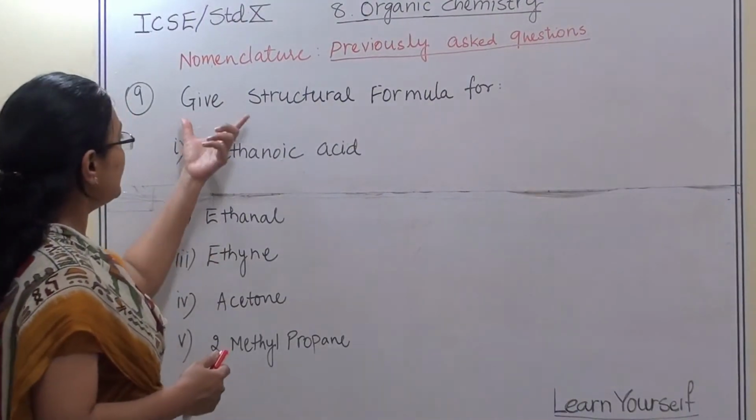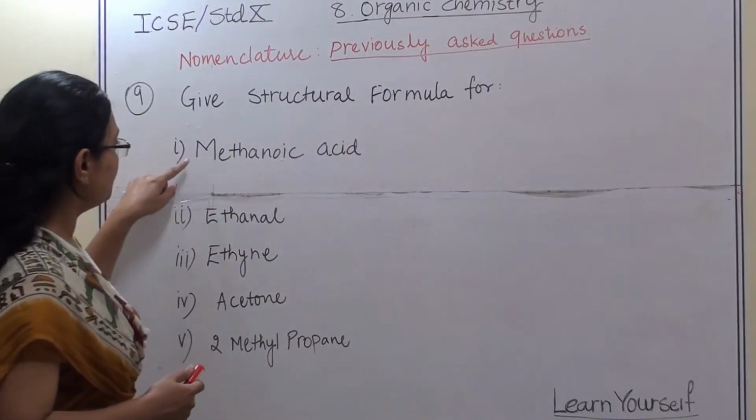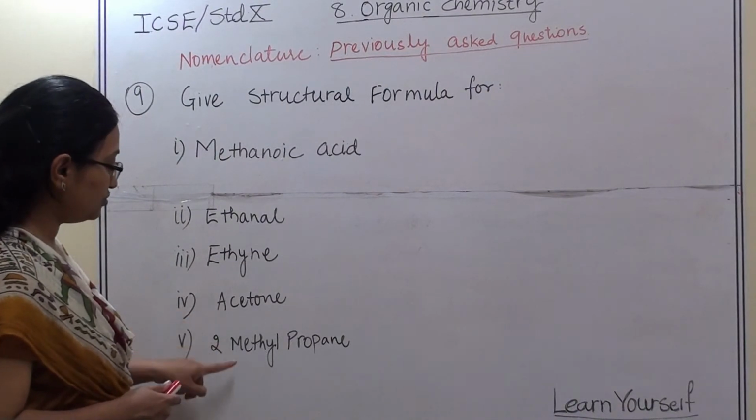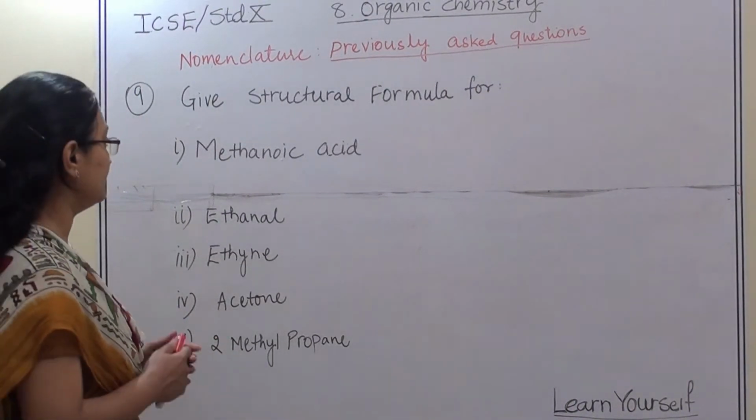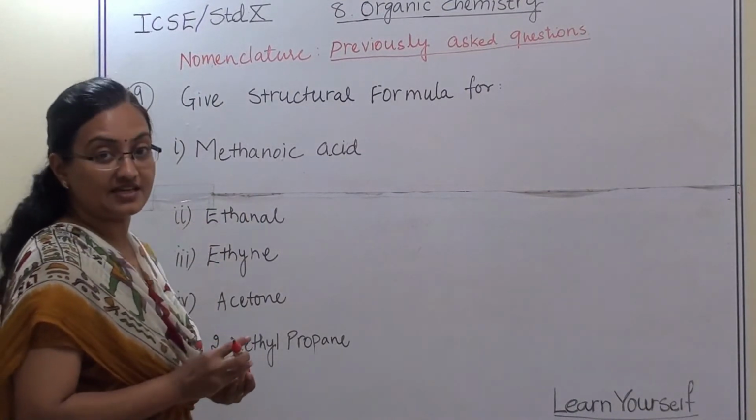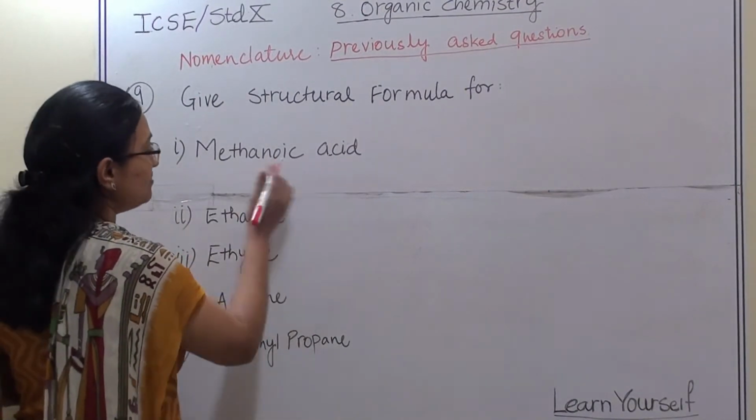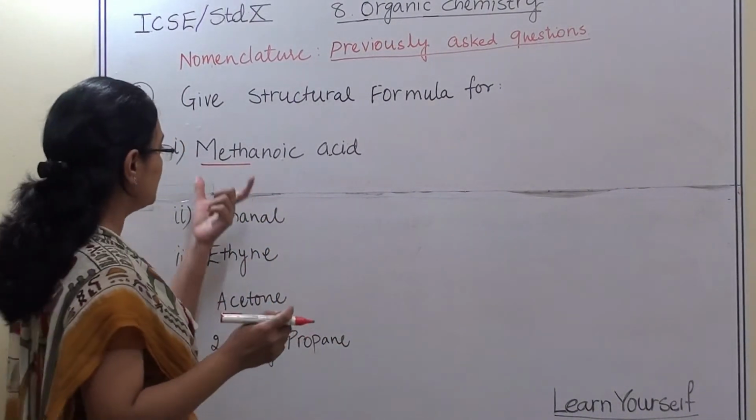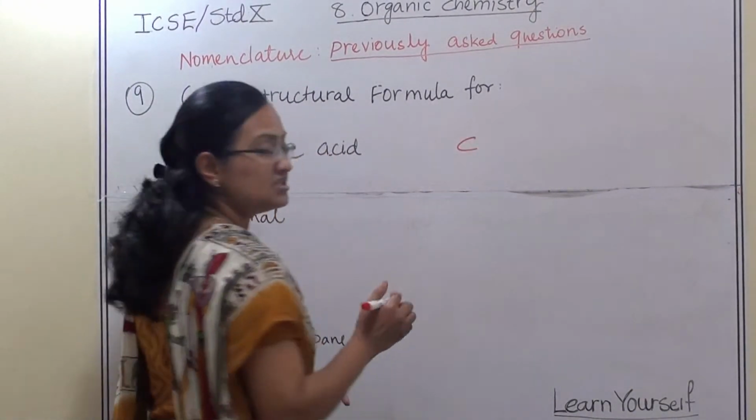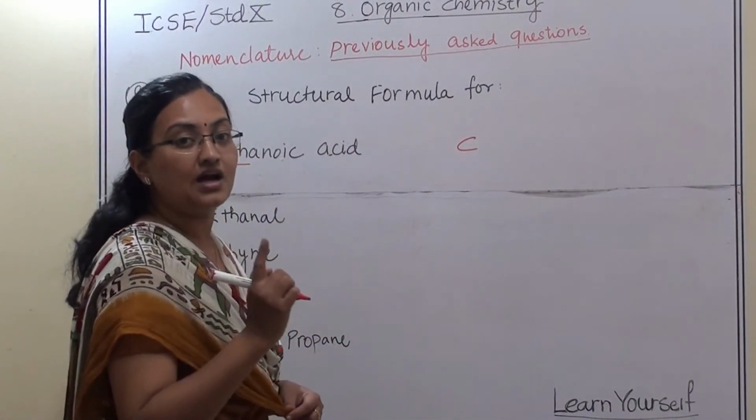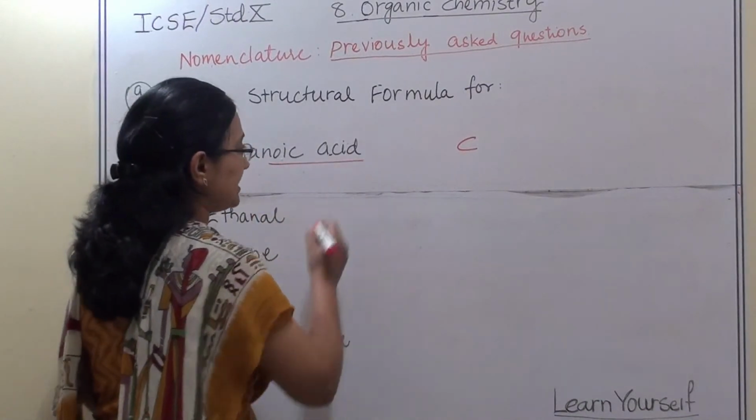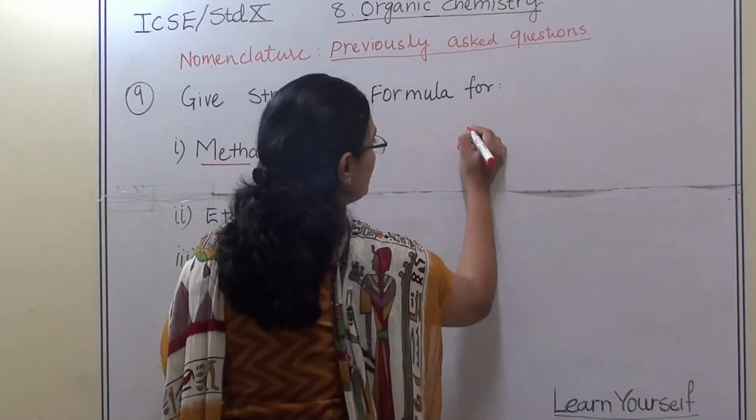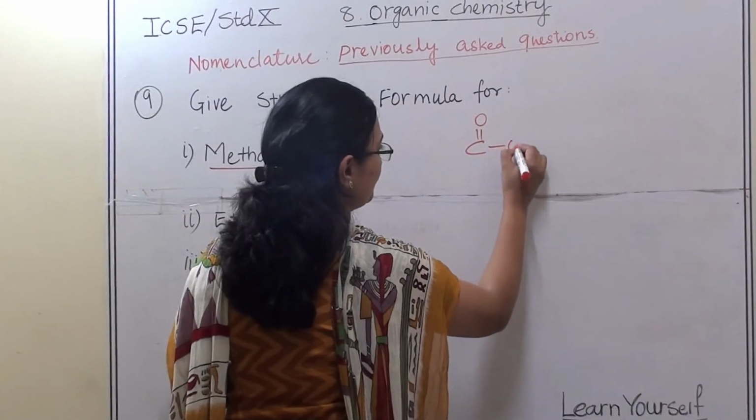9th question. Give structural formulas for methanoic acid, ethanal, ethyne, acetone and 2-methyl propane. Let us start with methanoic acid. When the name is given and we have to write a structure, first we identify the root word. Here they have given meth, so it is only one carbon atom. And oic acid is there, so a carboxylic acid will be attached as a functional group. So this is our carboxylic acid group.